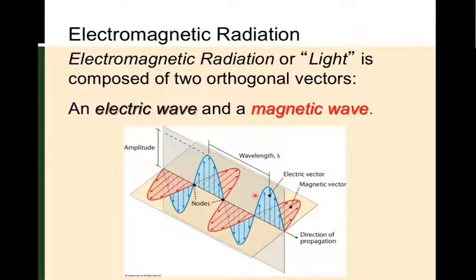Electromagnetic radiation then, or light, is composed of 2 orthogonal vectors. Here is a drawing of an electric wave and a magnetic wave. So the electrical wave is this blue line called the electric vector, and this red line here is the magnetic vector, both of which have something called an amplitude, which is basically just the height of that wave, and it corresponds somewhat to the intensity of the wave. If we then look at the wave, for example, here, following this blue line here, which I've tried to trace with my red line, this is one wavelength here.